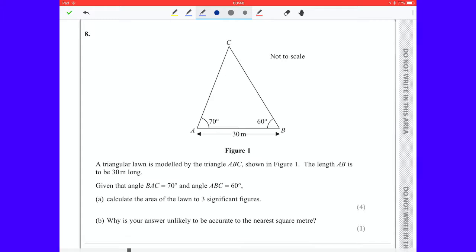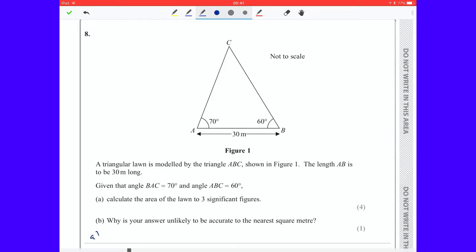Well, to find the area of this lawn, I'm going to use a half BC sine A. But I can't do that straight away because I only know one side at the moment. So I need to find another side using the sine rule. And I can't do that until I know the other angle.